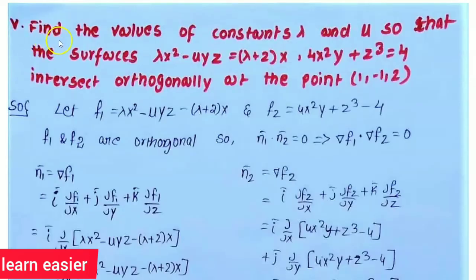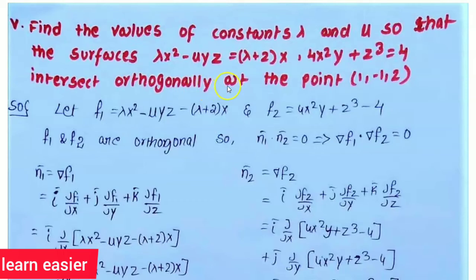Let's start the fifth problem. Find the values of constants lambda and mu so that the surfaces lambda x square minus mu yz equals lambda plus 2 into x, and 4x square y plus z cube equals 4, intersect orthogonally at the point (1, minus 1, 2). The question says that the two functions intersect orthogonally. That means their normal vectors' dot product is 0, that is n1 bar dot n2 bar equals 0.